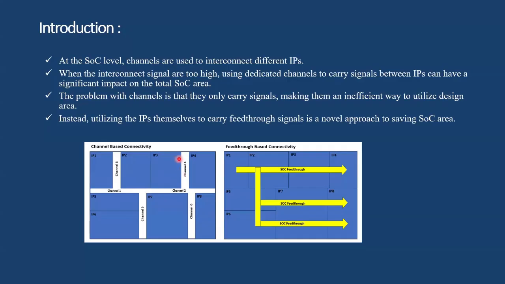Instead, we can utilize the IPs themselves to carry these feed-through signals, in a novel approach to save SoC area. If you refer to the next diagram, this is the feed-through based connectivity, where we are completely eliminating the channels and taking all these signals over the IPs. So if IP1 talks to IP8, it crosses over IP2 and IP5 and then reaches IP8 through the other IPs. These IPs are self-designed, and on top of it we are taking the extra burden of these SoC feed-throughs. But here we are able to eliminate the extra area that would be needed for the channels.